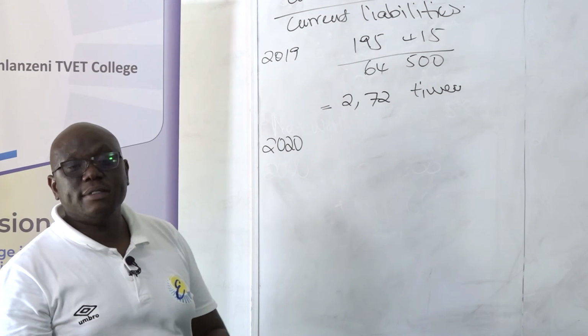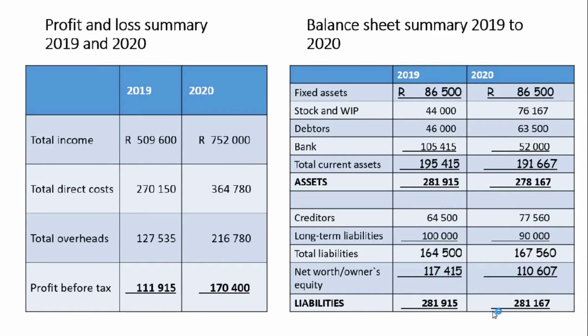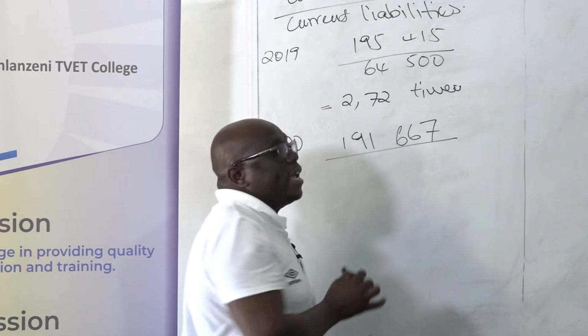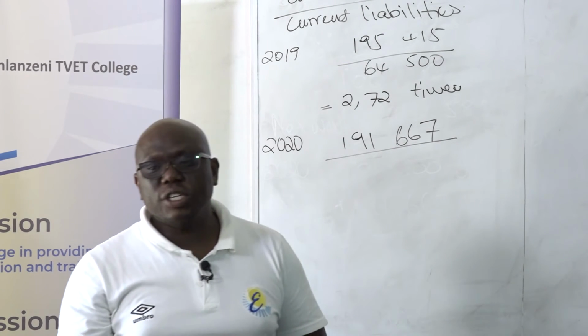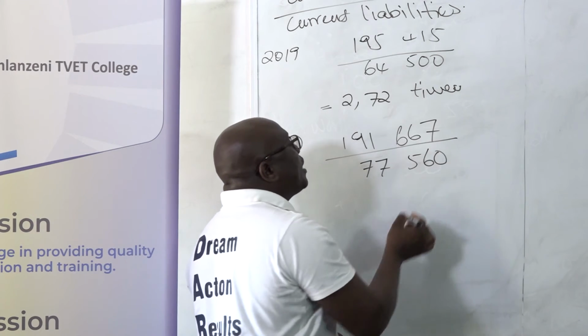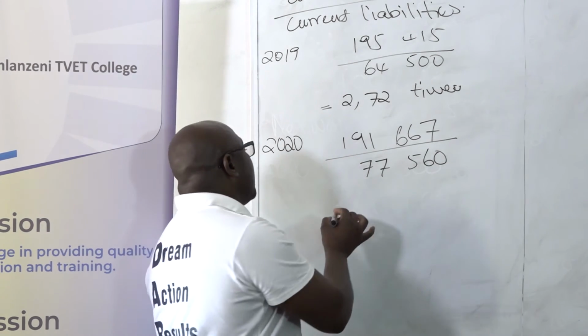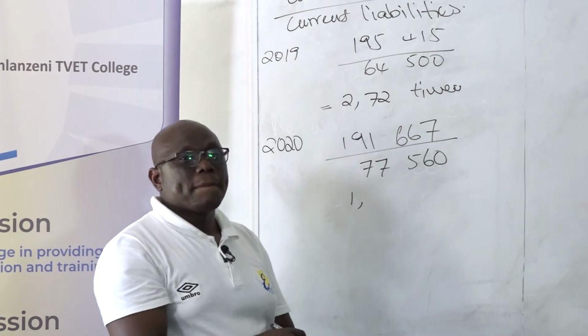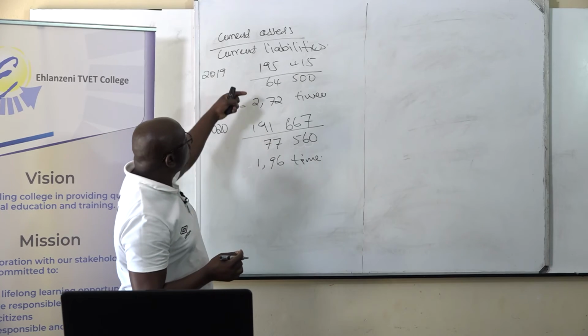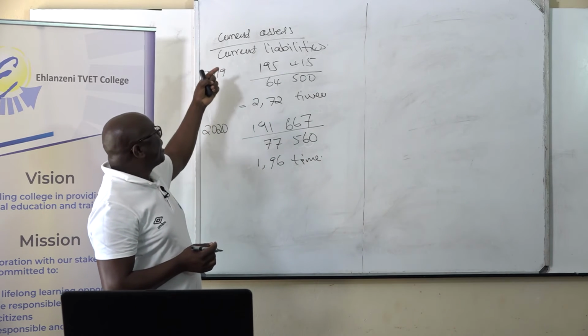In 2020, let us first check how much is our current assets. Our current assets in 2020 are 191,667. We take it against the liabilities. Our liabilities in 2020 are 77,560, which gives us 1.96 times.